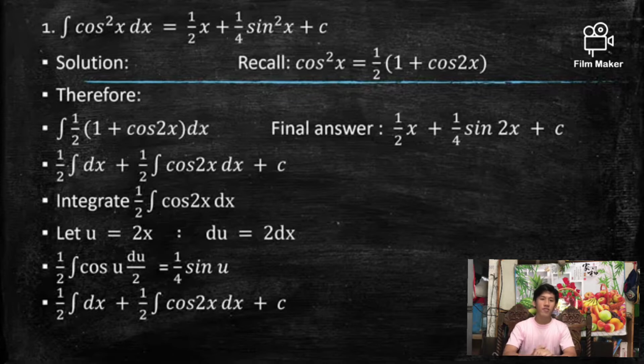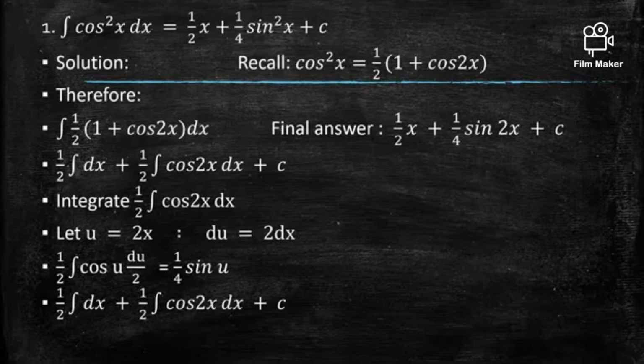So our final answer is now this: the integral of 1/2 multiplied by 1/2 integral of cos u du is now equal to 1/4 sin u plus c. And substitute the value of u, that is equal to 2x. Therefore, our final answer to 1/2 integral of dx plus 1/2 integral of cos 2x dx plus c is now equal to 1/2 x plus 1/4 sin 2x plus c.